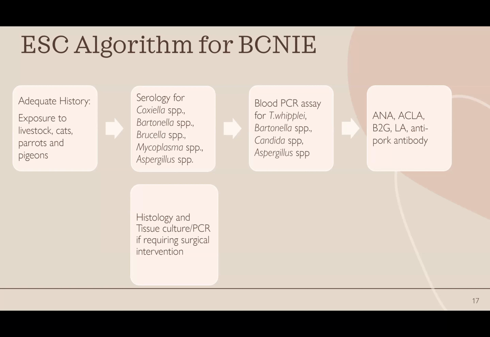So we should look for SLE or antiphospholipid antibody syndrome by doing an anti-nuclear antibody, anti-cardiolipin antibody, beta-2 glycoprotein, or lupus anticoagulant. And if there's prosthetic valve or bioprosthetic valve endocarditis, perhaps an anti-pork antibody should be done.